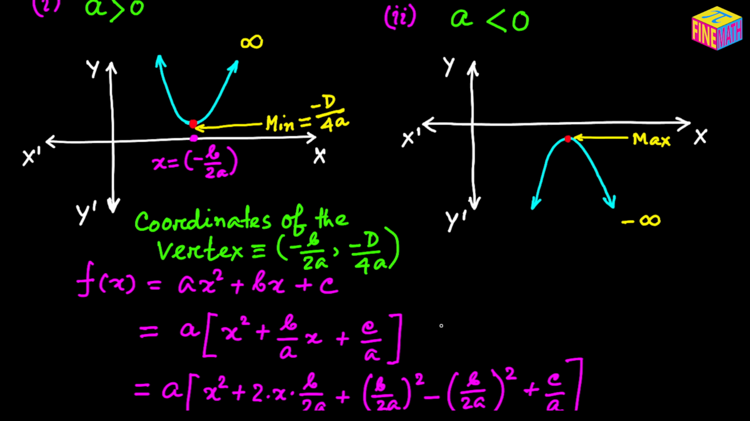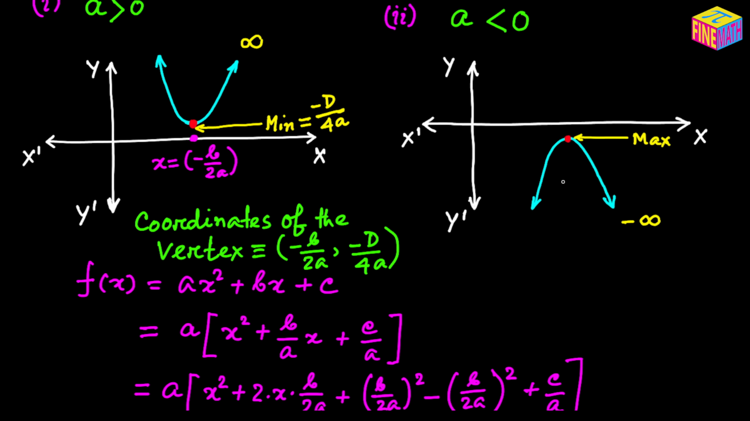I hope it made sense up to this point. And if you take the second scenario where the leading coefficient is negative, there also you can prove that the maximum value of the function will be at the vertex. Use the same inequality. There the inequality sign will change as soon as we multiply by a on both sides. Then we will be able to prove that the maximum value of the function will be at the vertex, and that will again come out to be negative d by 4a. And the x coordinate will be negative b by 2a.